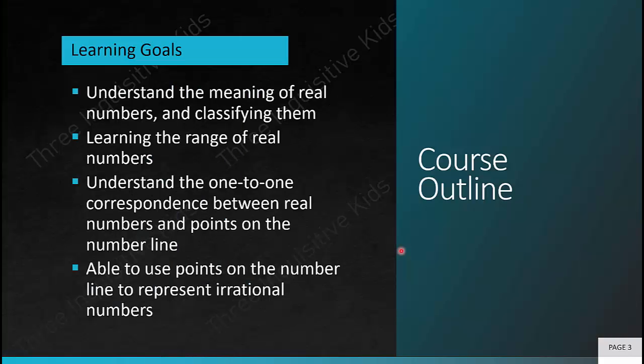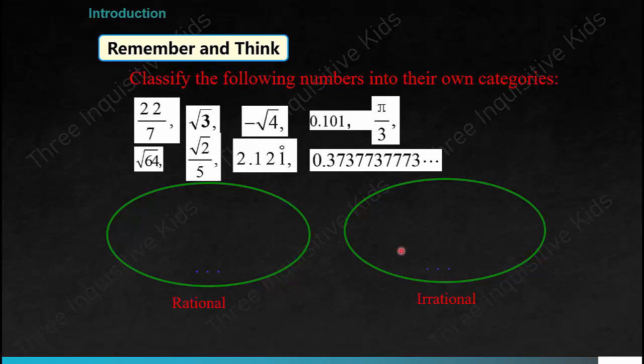So learning goals, and there's 4 of them today. Understand the meaning of real numbers and classifying them. Learning the range of real numbers. Understand the one-to-one correspondence between real numbers and points on the number line. Able to use points on the number line to represent irrational numbers.